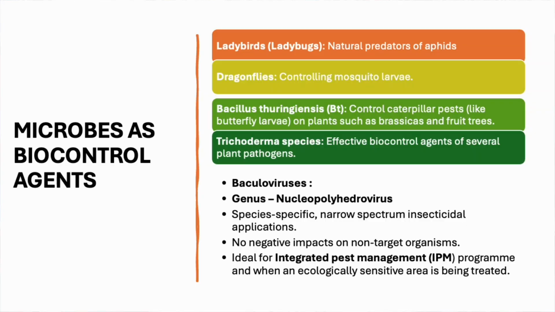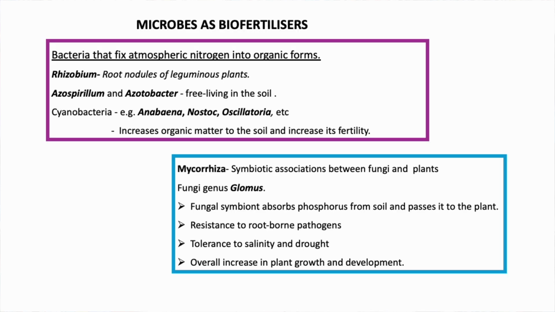different biocontrol agents like Bacillus thuringiensis, Trichoderma, the fungi, baculoviruses. Then we learn the use of microbes as biofertilizers, learn all the examples, all free-living nitrogen-fixing bacteria which are seen in symbiotic association with other organisms. There is importance of mycorrhiza, the components of mycorrhiza. Please see the screen and learn.